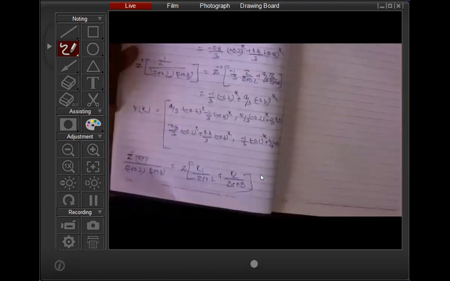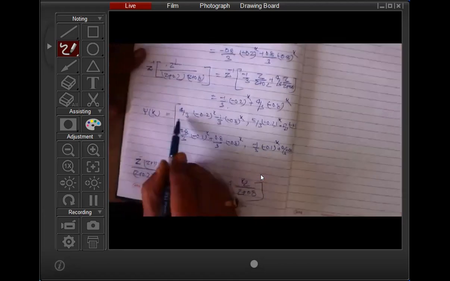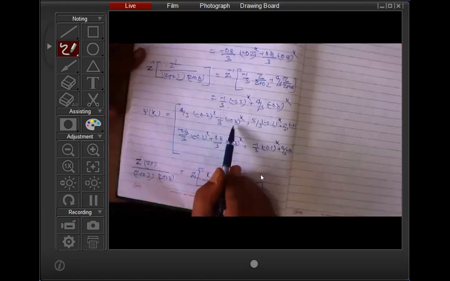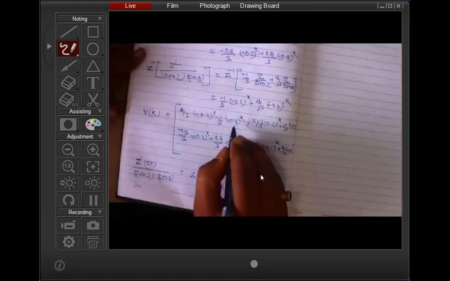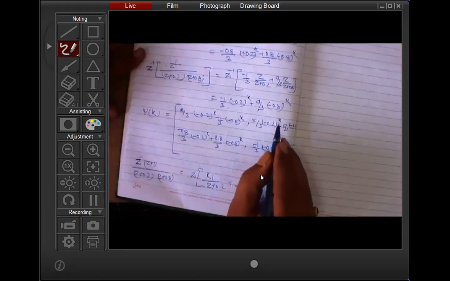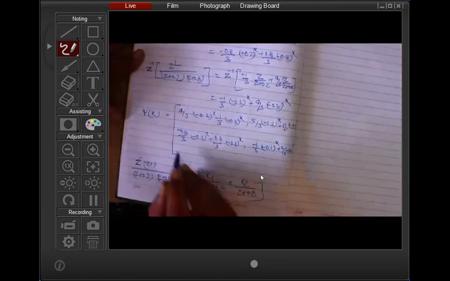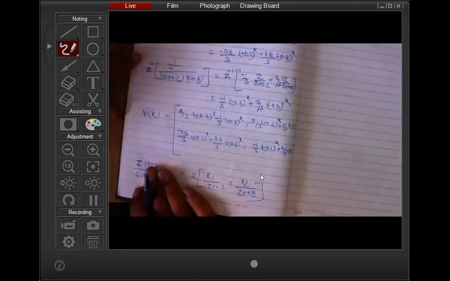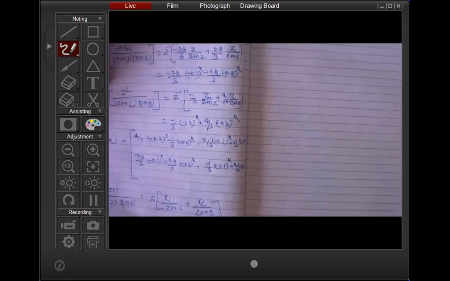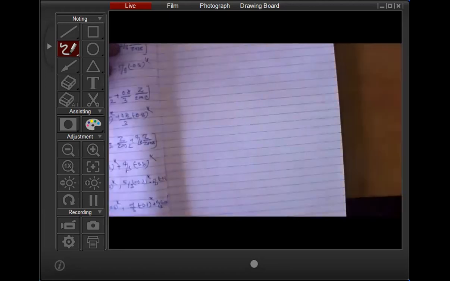Finally, the state transition matrix is equal to 4 by 3 minus 0.2 to the power k minus 1 by 3 minus 0.8 to the power k, and second element 5 by 3 minus 0.2 to the power k minus 5 by 3 minus 0.8 to the power k. In this way we have to find the solution of the state transition matrix. Any doubt up to that? No, sir. Now we have to find the solution of the state variable.